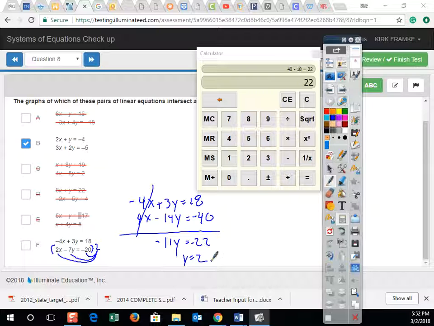This looks promising again. All right, so let's plug that in to the other, I'm going to use the top equation. So I have negative 4x plus 3 times 2 is equal to 18. So here's 6. Negative 4x plus 6 is equal to 18. And so negative 4x is equal to 12. So x is equal to negative 3.